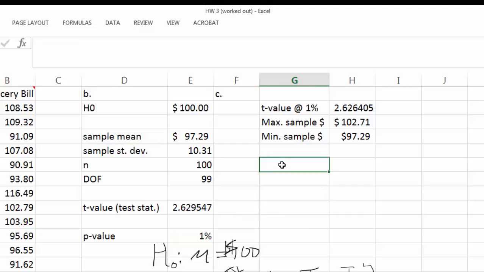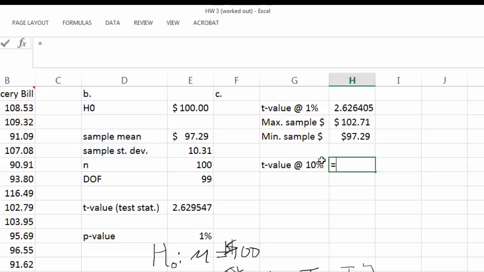Okay, so they want us to do that for the 1% significance level, and then the 10% significance level. I'll let you do that on your own, but I'll get you started. You would say, what's the t-value at 10%? I want you to do this on your own so you can practice with that Goal Seek. It's a really powerful tool, and it has a lot more applications than just this, but I want you to get the hang of using it.